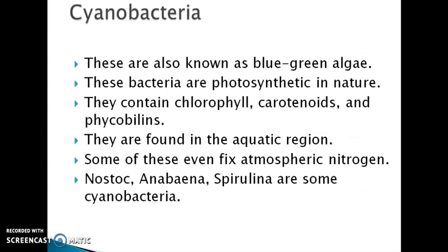The next one is the Cyanobacteria. They are also known as blue-green algae. These bacteria are photosynthetic in nature and they contain chlorophyll, carotenoids and phycobilins. They are found in the aquatic region. Some of these organisms are able to fix atmospheric nitrogen. The examples of cyanobacteria include Nostoc, Anabaena, Spirulina.